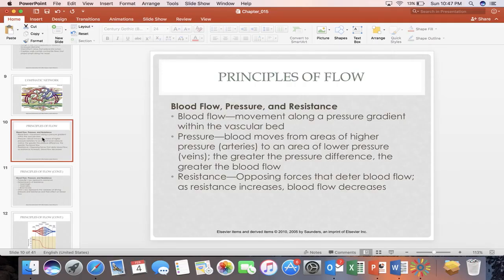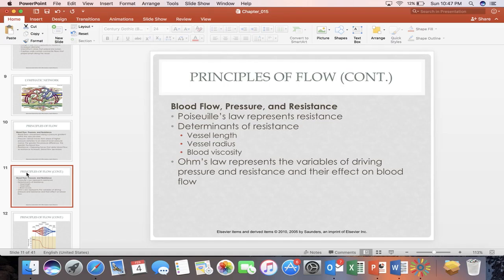Principles of flow: blood flow, pressure, and resistance. Blood flow is the movement along a pressure gradient within the vascular bed. Blood moves from an area of high pressure, which is the artery, to an area of low pressure, which are the veins. And when there is a greater pressure difference, there will be greater blood flow. Resistance is the opposing force that deters blood flow. As resistance increases, blood flow will decrease.